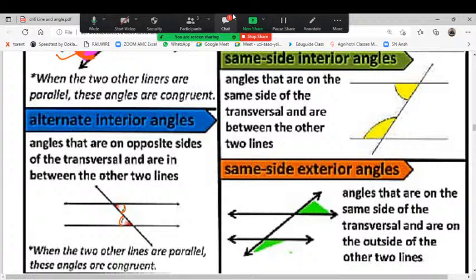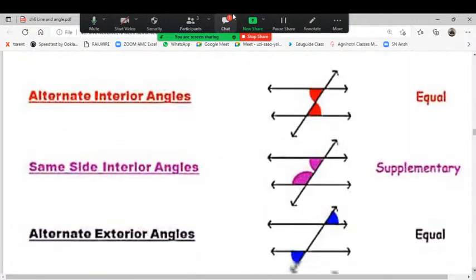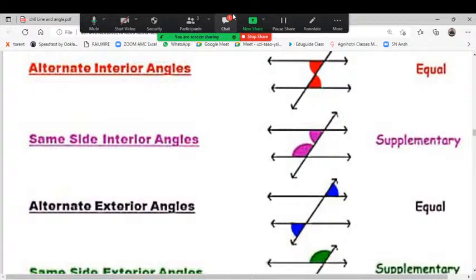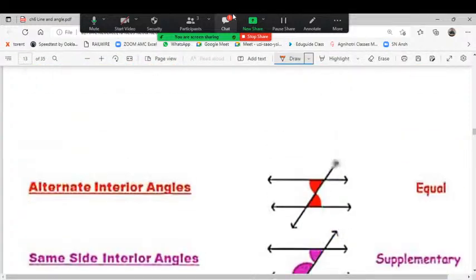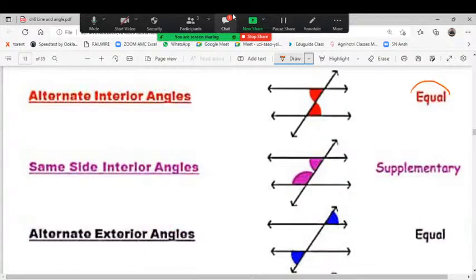These are same side exterior angles. These things have already been explained in much detail. Now you can observe them one more time. Alternate interior angles are equal. You can observe how we represent them and what their common property is. They are equal. What about same side interior angles? They are supplementary. Their sum is 180.